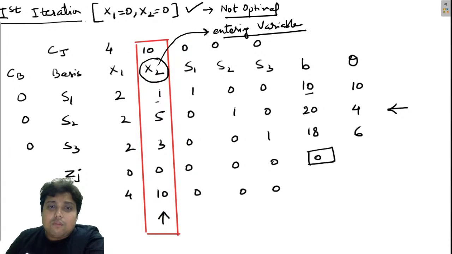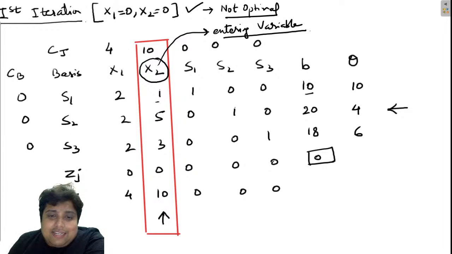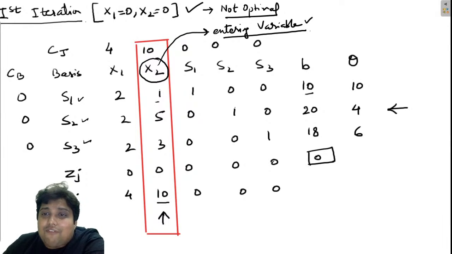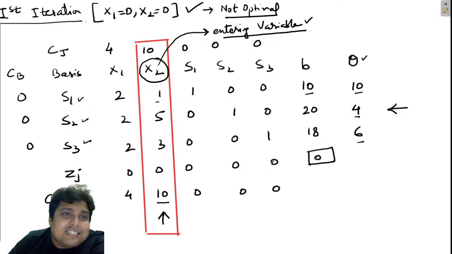Okay. Now, as 10 is the highest out of all the values of Cj minus Zj, x2 has become the entering variable. But if x2 has become the entering variable, something should leave. Someone out of S1, S2 and S3 should leave. And for that, my friends, we have calculated theta. Theta is coming as 10, 4 and 6. The minimum value of theta we select as the exit variable.